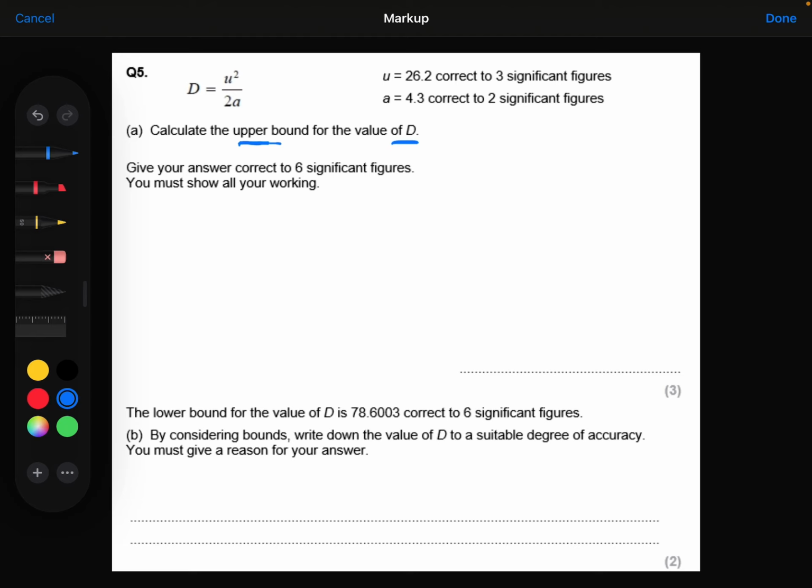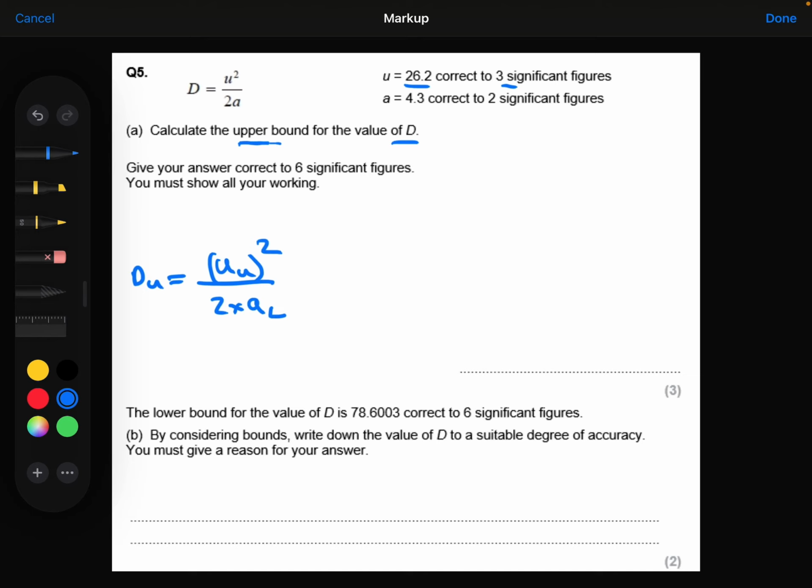So, upper bound for D. D upper is going to be the upper value for U squared divided by 2 times the lower value for A. In order for the upper bound, I want to do the biggest number that U can be divided by the smallest number that A can be. So the question then is, what is the upper bound of U and the lower bound of A?